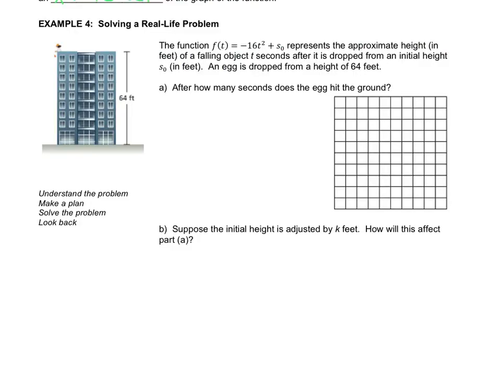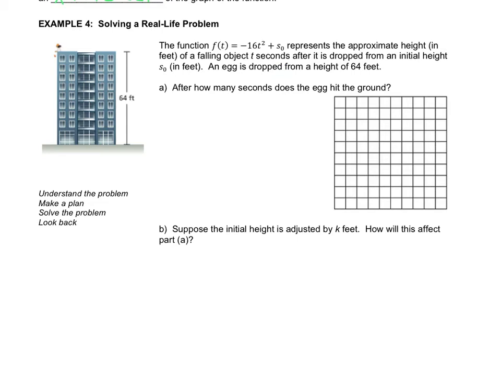And lastly, we want to talk about a real-life problem. So here we have the function f of t, negative 16t squared plus s sub 0, where we're representing the approximate height in feet of a falling object t seconds. So that's an important thing to note, that seconds is our t value after it is dropped from an initial height s sub 0. So that height is telling us how high up we let it go. The egg is dropped. So notice we're not throwing it. It is not going away from the building. It is not going up in the air. It's just being let go straight down to the ground.